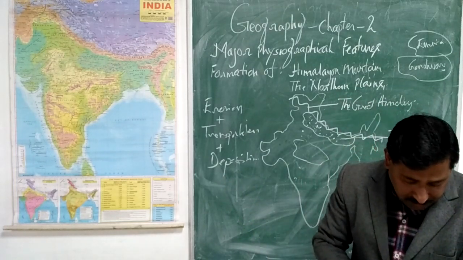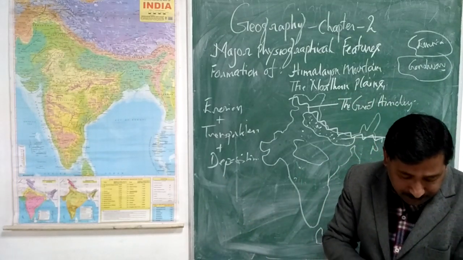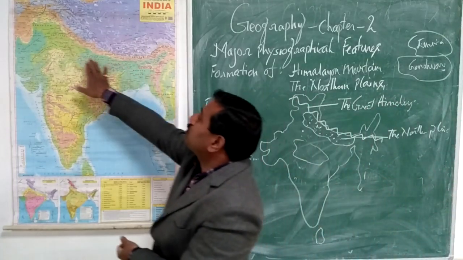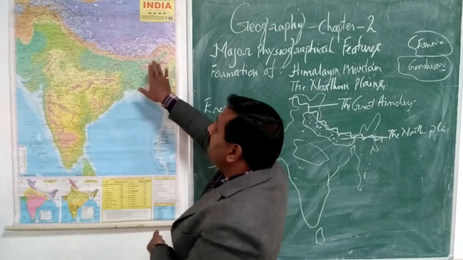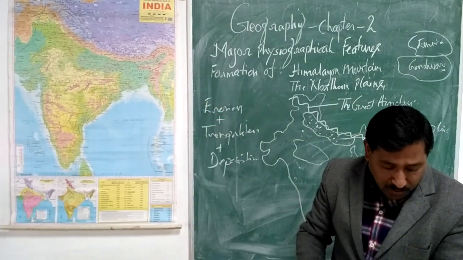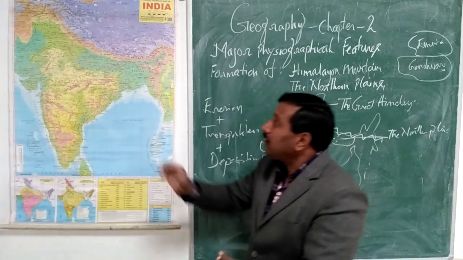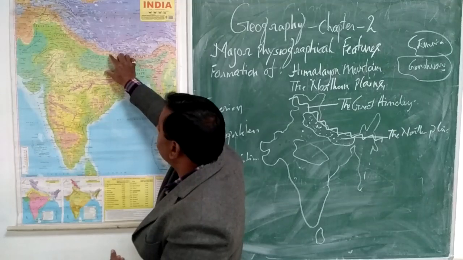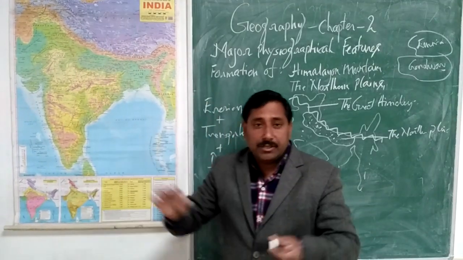So this fertile plain spreads around 7 lakh square kilometers and is 240 to 320 kilometers broad. In some parts it is 240 to 320 in width.